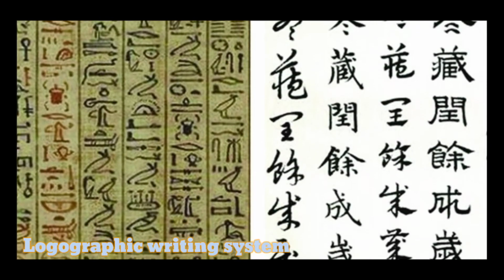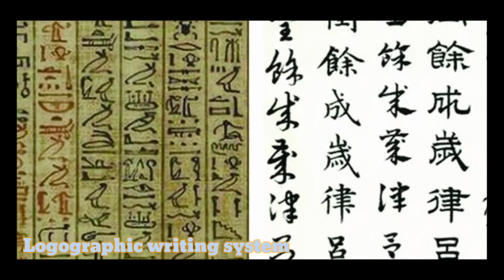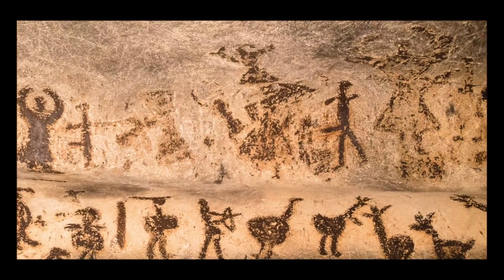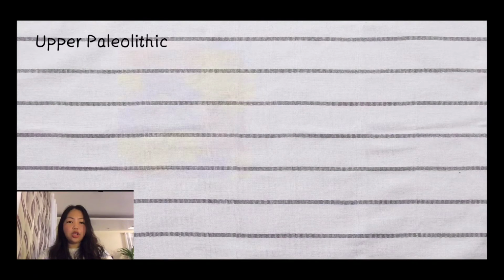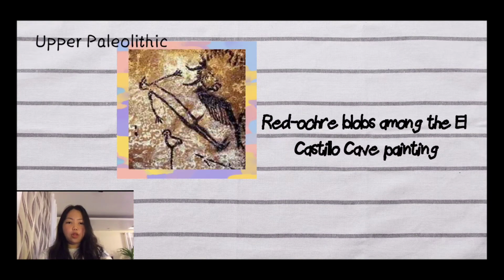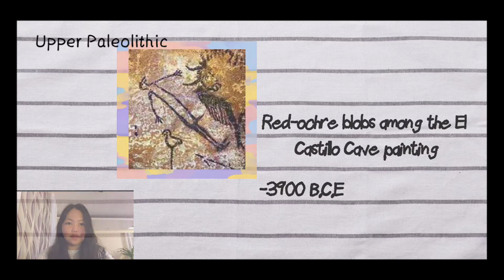Pictographs were used all over the world since 9000 BC and became popular 4000 years later when people began to use logographic writing systems. The first pictorial signs appeared in 30,000 BC in the form of cave paintings. The oldest known pictographs of the Upper Paleolithic are the red ochre blobs among the El Castillo cave paintings, which could be dated back to at least 39,000 BCE.